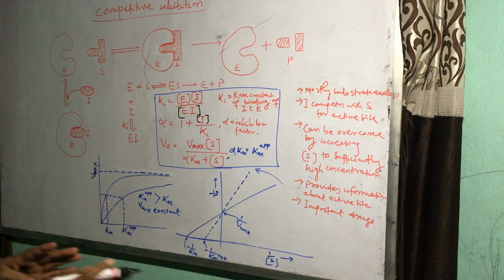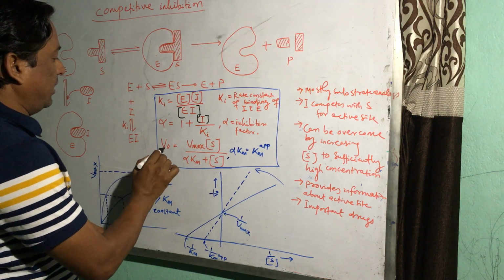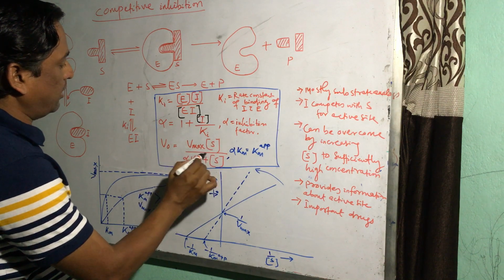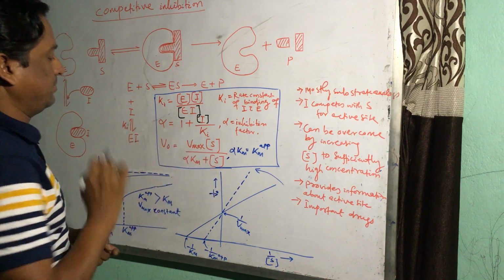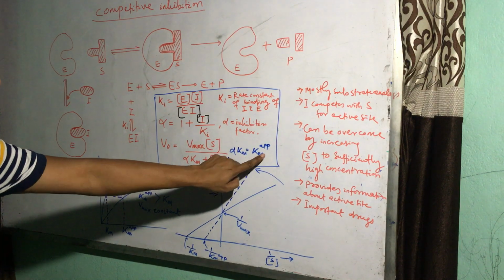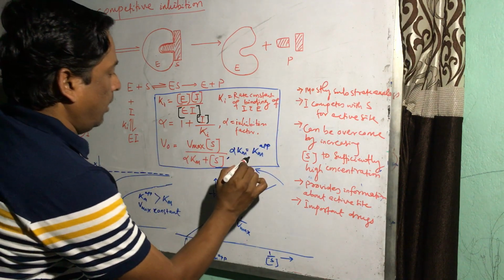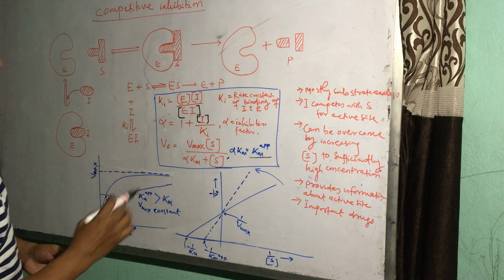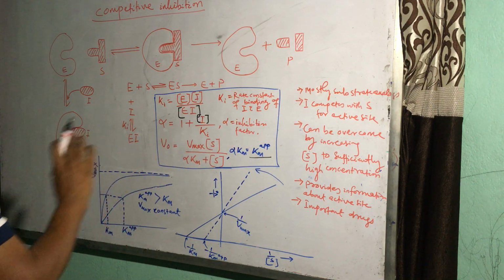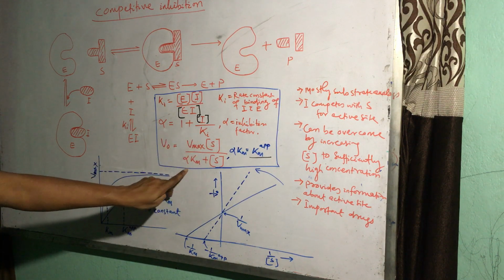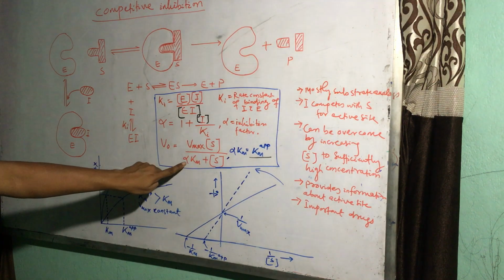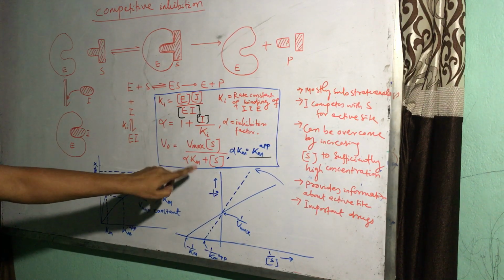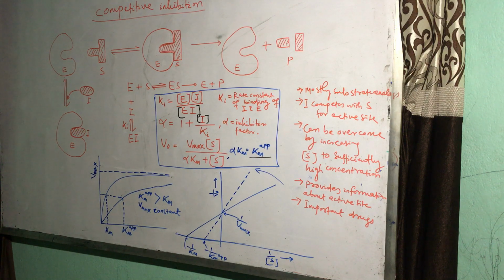So the Michaelis-Menten equation changes to V0 equals Vmax times S divided by alpha Km plus S. Here alpha Km is called the apparent Km of the reaction in the presence of inhibitor. So in this equation only Km changes to alpha Km. Alpha is greater than 1, hence alpha Km is always greater than Km.